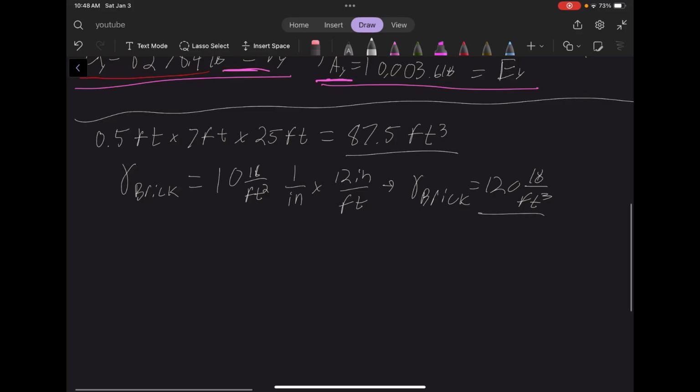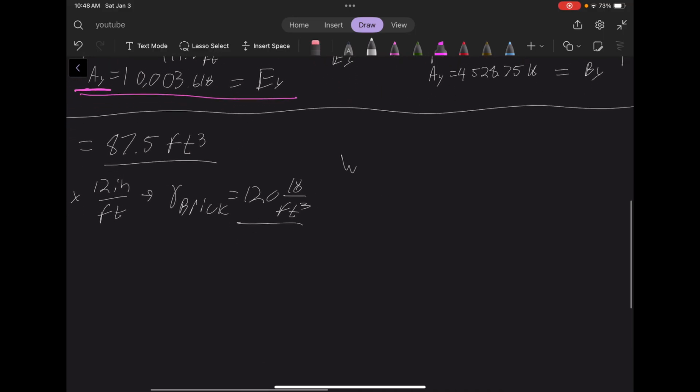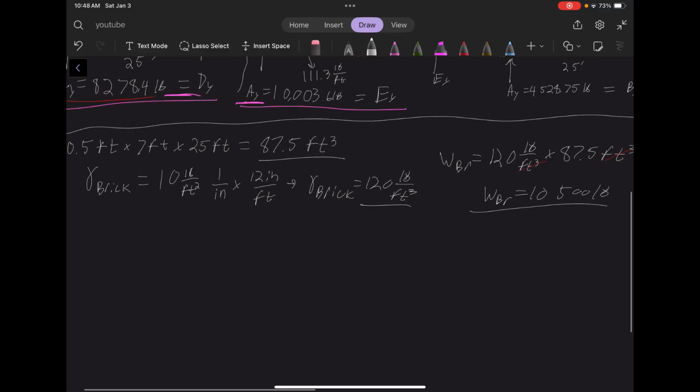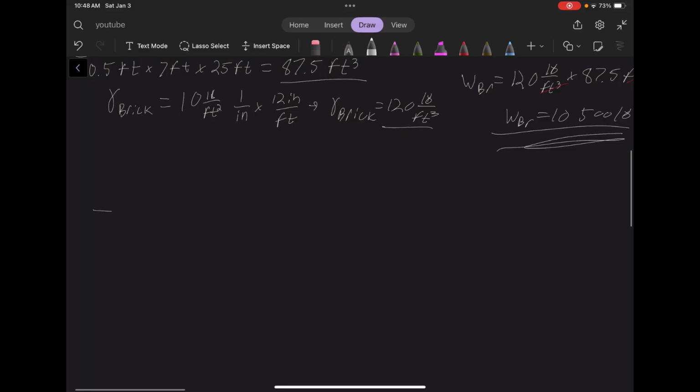And we have a cubic foot here. We know that this is per cubic feet, so let's go ahead and multiply those. So we're going to get the weight of the brick wall equals 120 pounds per foot cubed times 87.5 foot cubed. Let's go ahead and cancel those out. So we'll get that the weight of the brick wall equals 10,500 pounds. So we're basically just going to run through this whole problem again, but now we're adding this weight, which should be relatively simple. I'm just going to go ahead and do it real quick.